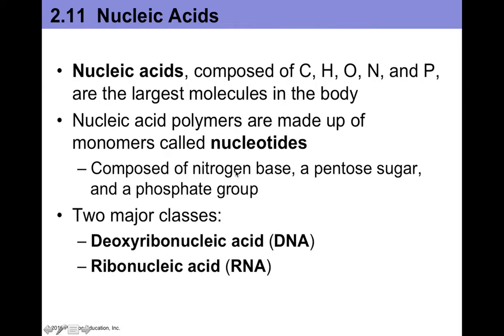And these are actually made of a nitrogenous base, a sugar, and a phosphate group. And this is actually what makes up DNA and RNA. So DNA is deoxyribonucleic acid, RNA is ribonucleic acid. They're very similar in terms of their molecular structure, and they're involved with coding of genetic information in your body.